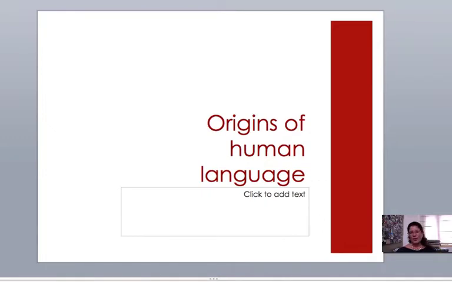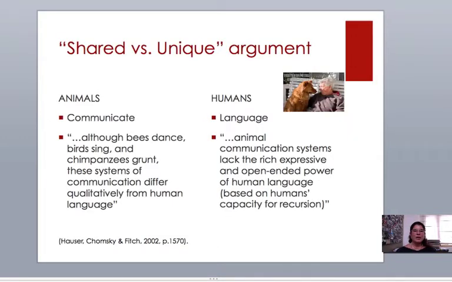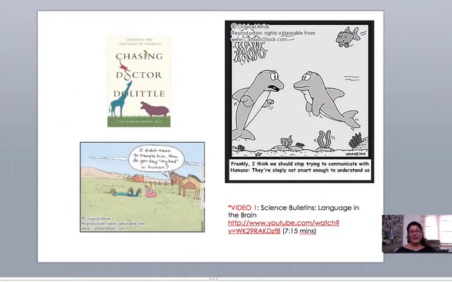So let's start off with looking at the origins of human language. We know that there's a general debate about whether or not other species, other animals, have language. But let's break it down and hopefully I can try to convince you that all animals can communicate. We know that that's true. But humans are the only animal that has language. We can see this in chasing Dr. Doolittle, or trying to think, well, can we talk to the animals? I'm sure we can communicate with them, but that doesn't necessarily mean that they are speaking back to us.